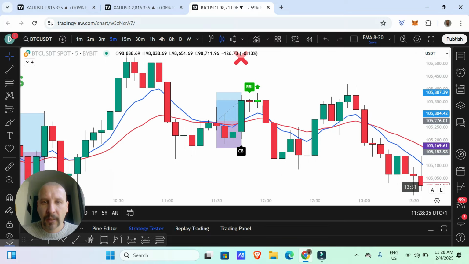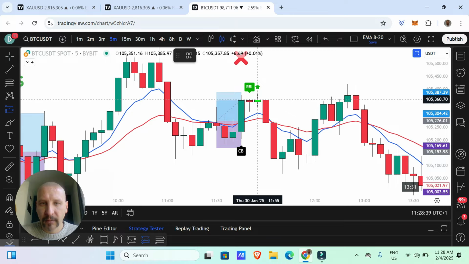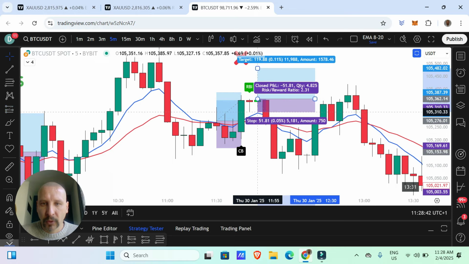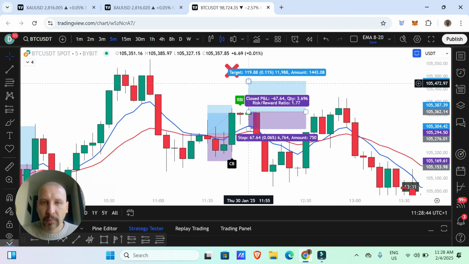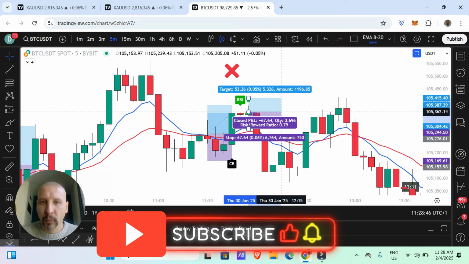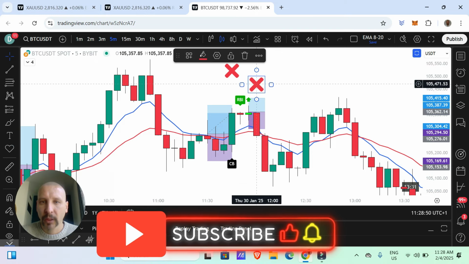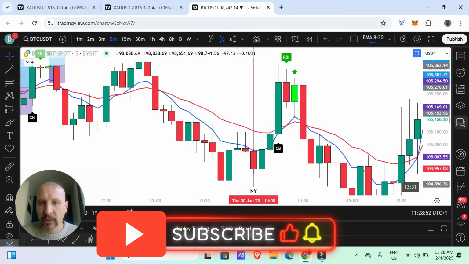Exactly. And here we go. We take this trade as well on the 5 minute. Here we go, 70 stop loss. This is a loser. All right, so if we take both trades, loss. All right, another loss. Let's continue.